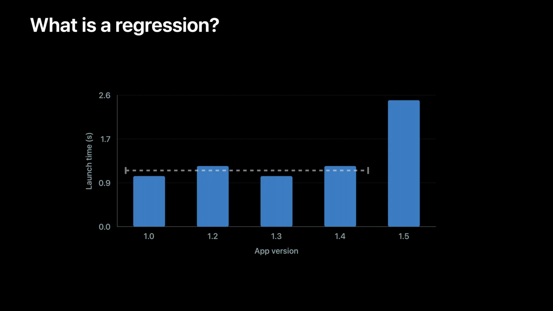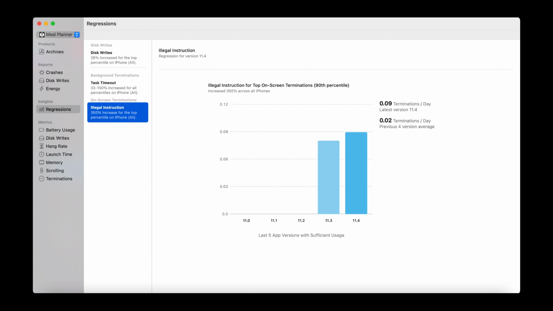In this example, the app took on average 1.1 seconds to launch, then suddenly jumped to 2.5 seconds in the last release, causing it to be flagged as a regression. Now that you know how regressions are flagged, let's go back to the organizer and dive into a few examples. Here's a look at the Regressions tab. It's a one-stop shop where you can discover your top performance priorities.